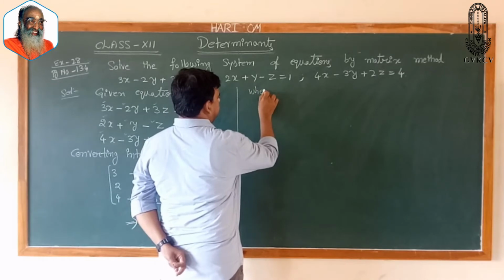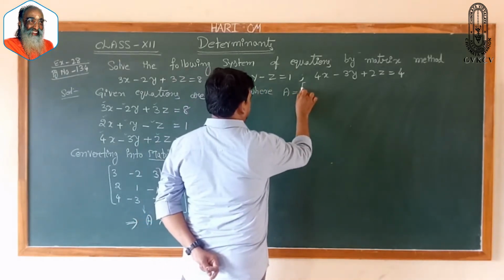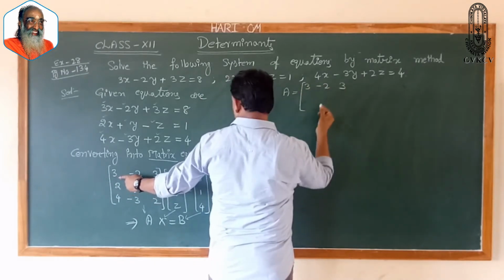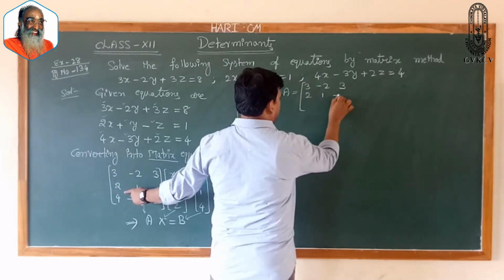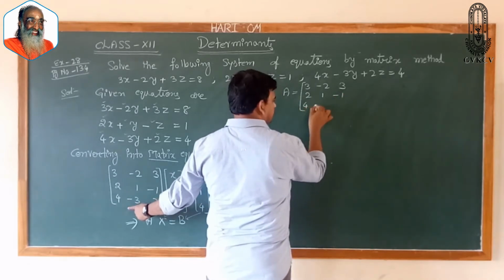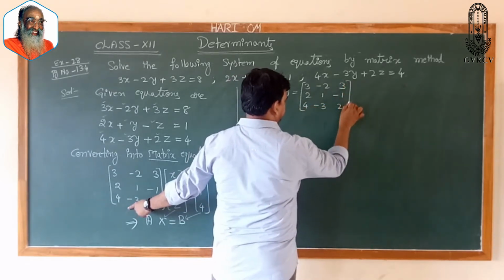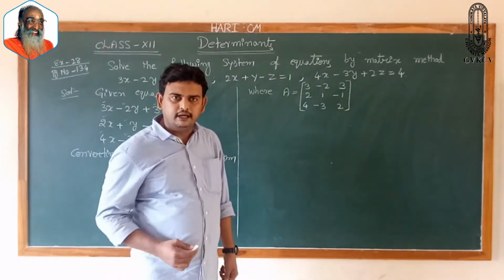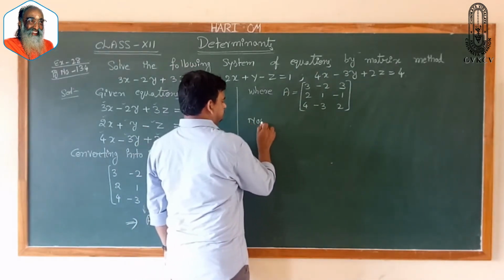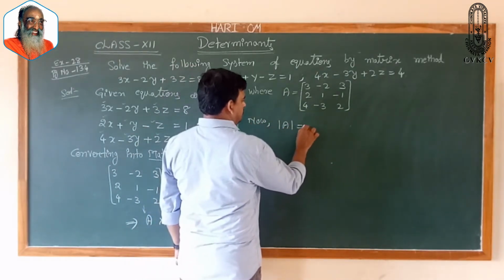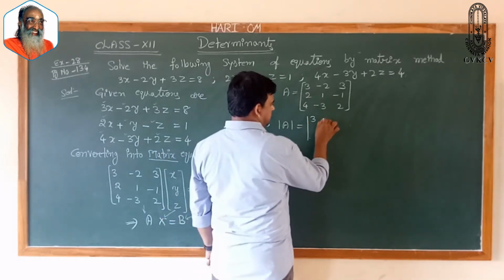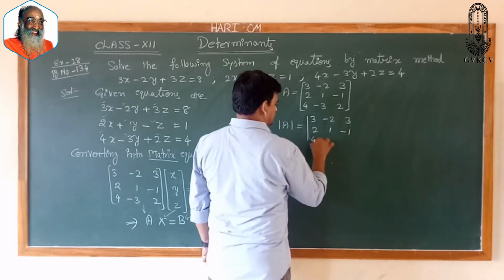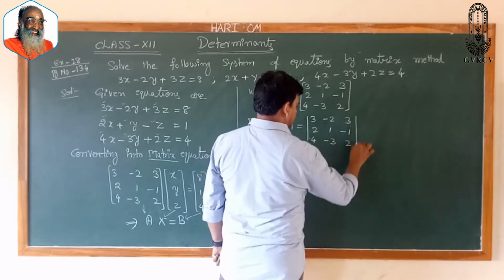where A is equal to the matrix 3, minus 2, 3; 2, 1, minus 1; 4, minus 3, 2. When we have the matrix A, we need to find its determinant. Now we go for the determinant of 3, minus 2, 3; 2, 1, minus 1; 4, minus 3, 2.